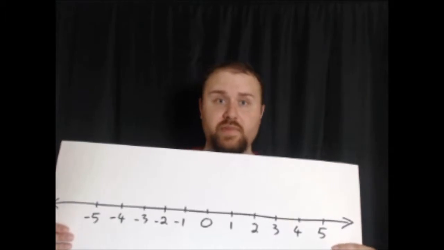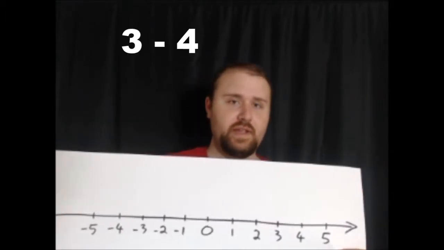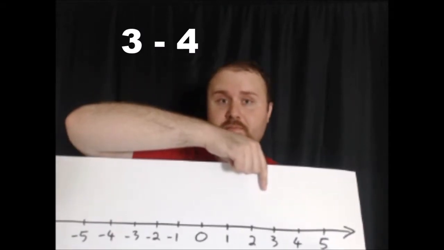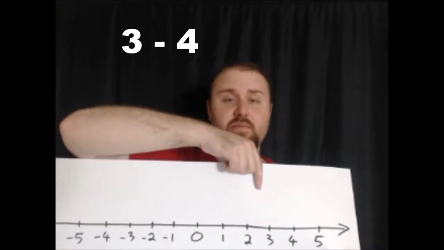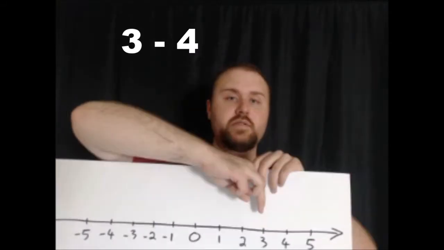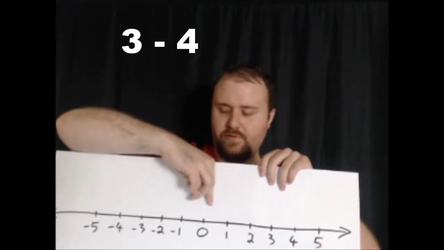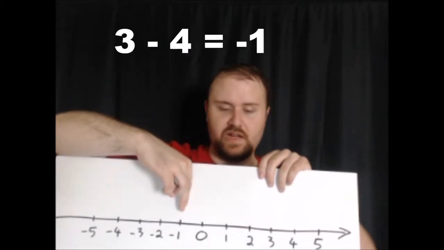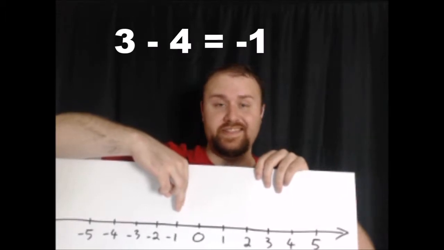Now suppose our problem is 3 minus 4. The way we illustrate that one is we start at 3, we walk backwards because we're subtracting, and we're facing to the right because our second number is positive. And our second number is 4, so we move 4 spaces. So 1, 2, 3, 4. And now we're at -1. So our answer to 3 minus 4 is -1.